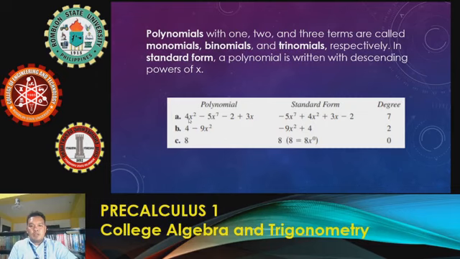For example, dito, 4x squared minus 5x raised to 7 minus 2 plus 3x. So negative 5x raised to 7 plus 4x squared plus 3x minus 2 is the standard form. Then since 7 yung may pinakamataas na exponents, so or power, so siya yung degree of 7. No? Same din dun sa letter B, then letter C.